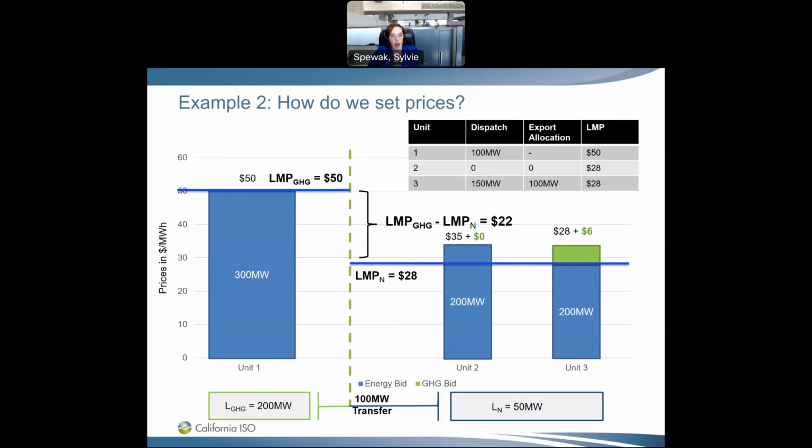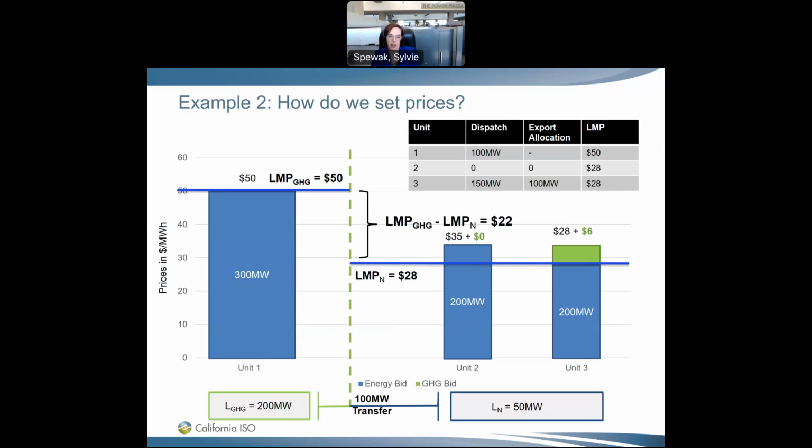So how do we find LMPs? We do this the same way as we did before. The LMP in the GHG area stays the same. In the non-GHG area, if we needed to meet 1 additional megawatt of load, we would dispatch up Unit 3 at $28 per megawatt hour. So the difference in LMPs between the GHG and the non-GHG area is a total of $22, and that's made up of some combination of congestion and the marginal cost of GHG. We can figure that out the same way as we did before.